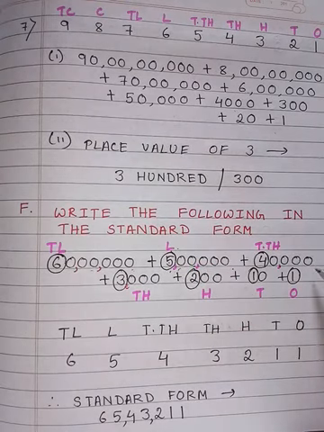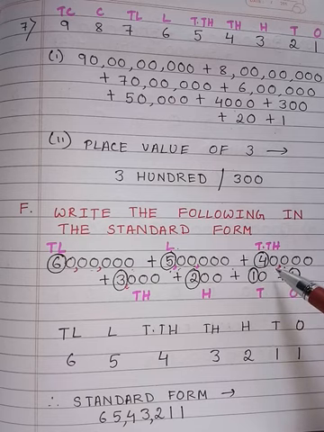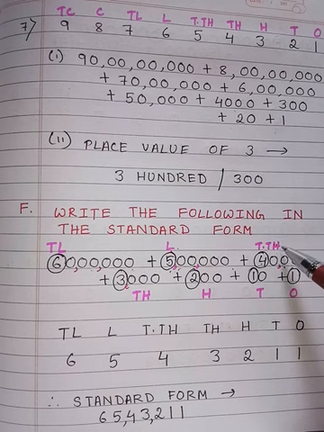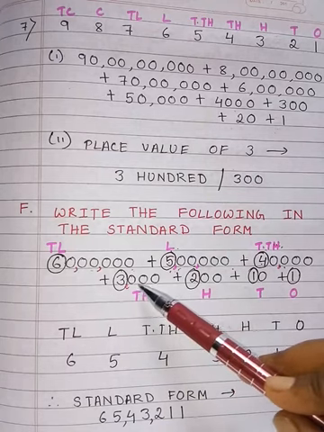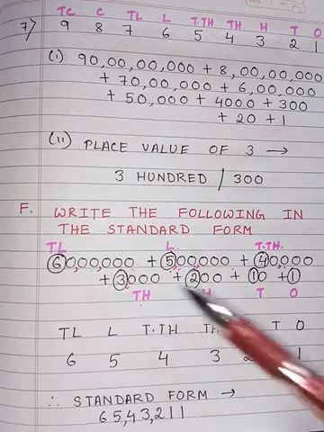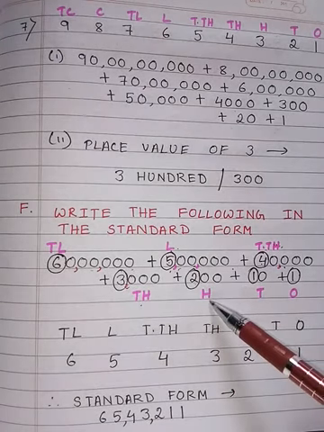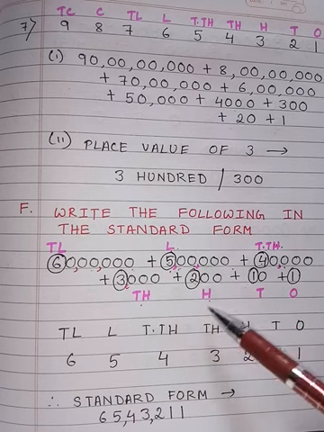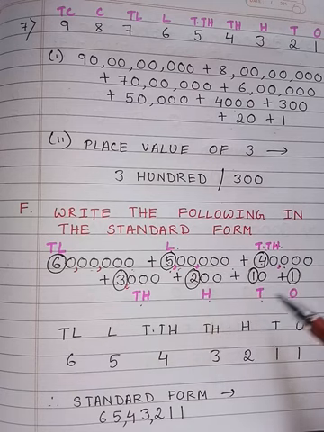Next, this is the ones period, this is the thousand period. 4 is in 10,000. Write down 10,000 and circle this. 3 is in the thousand period. 2 is in 100, so circle it. Write down 100. 1 is in the tens place and here 1 is in the ones place.